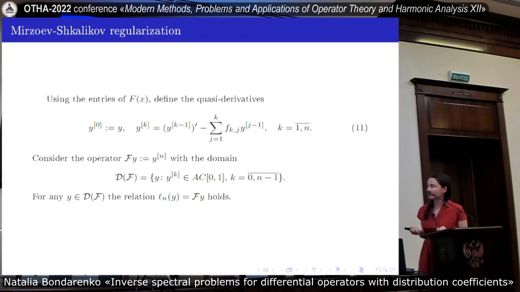And then for any function y of this domain, the differential expression of y equals the nth quasi derivative. This is because the matrix F is constructed in a special way. It's constructed in such a way that this relation holds. Then this generalized function ln of y becomes regular, and it equals the nth quasi derivative.